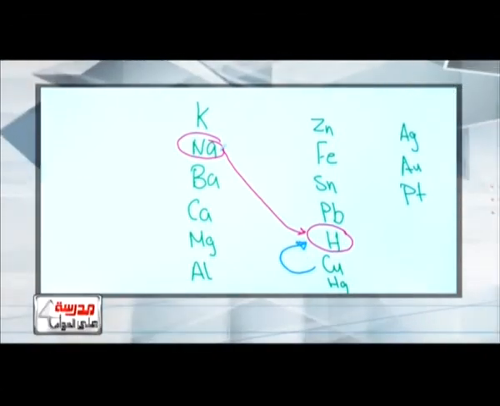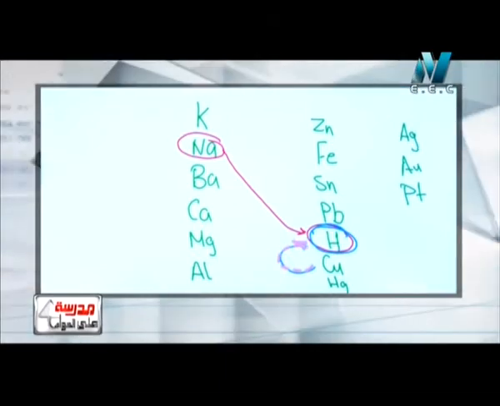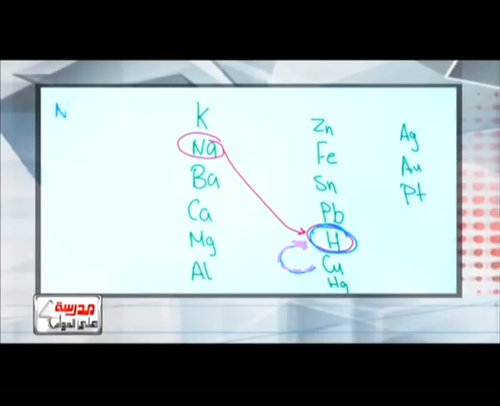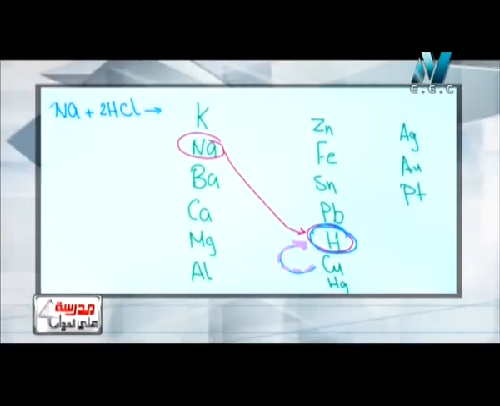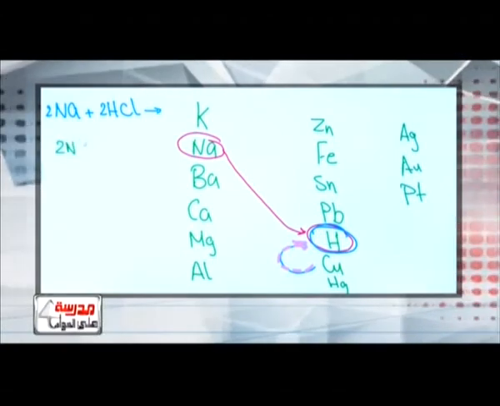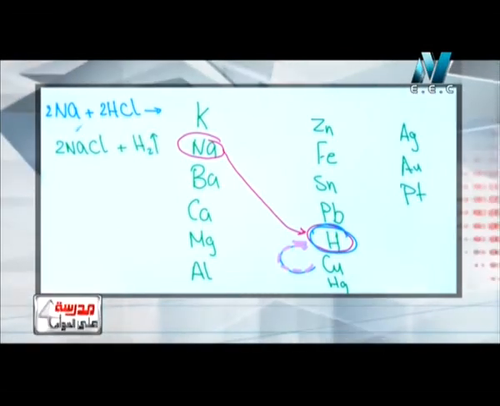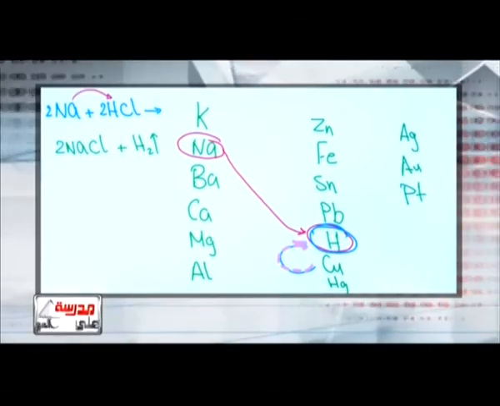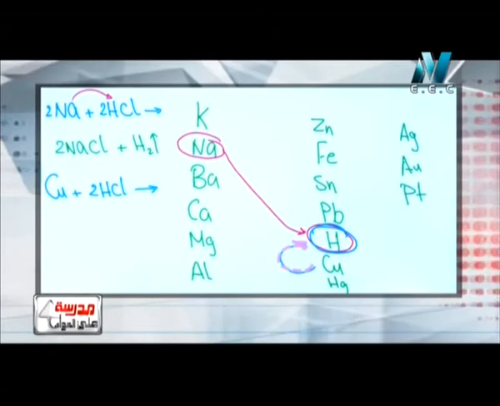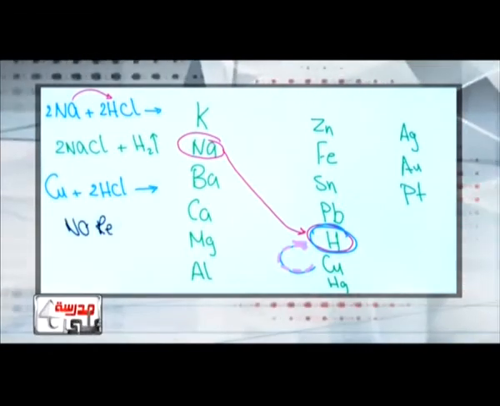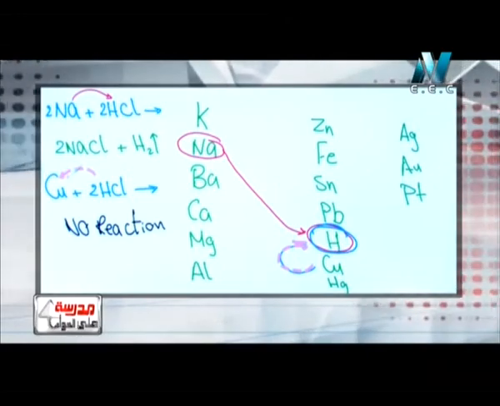Sodium is more active than hydrogen while copper is less active than hydrogen, because in the chemical equation we write Na plus 2HCl forming 2NaCl plus H2 gas evolved, because sodium can replace hydrogen, being more active. But if we put copper Cu plus 2HCl, we write no reaction. Why? Because copper is less active than hydrogen in the chemical activity series.